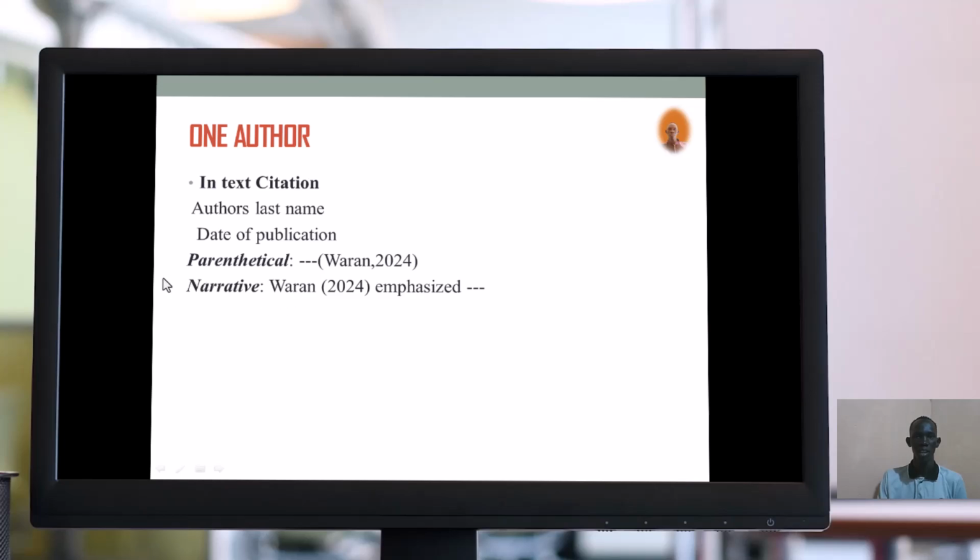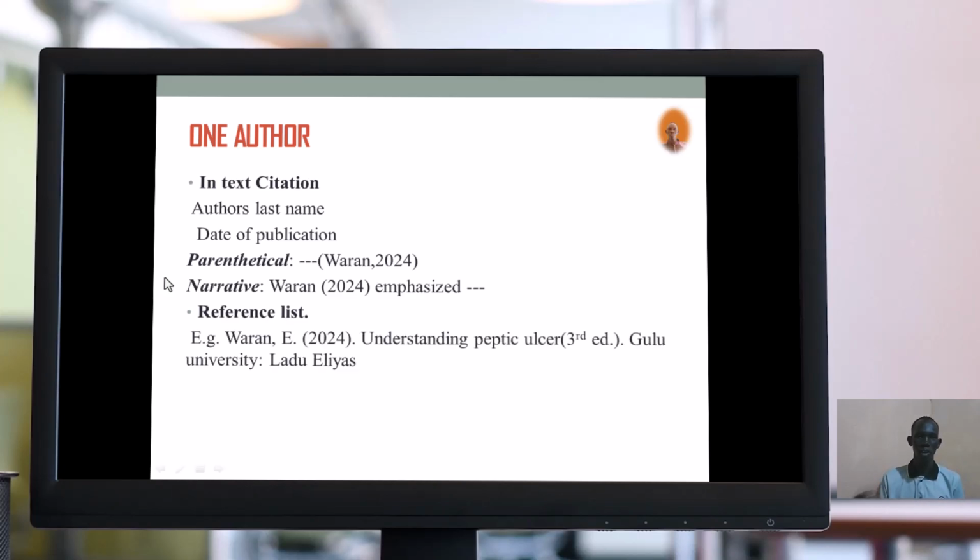And then coming to our reference list. A normal reference list needs to have the author's last name and initials. We need to have the year of publication, the title of the book, the publisher and the place of publication.